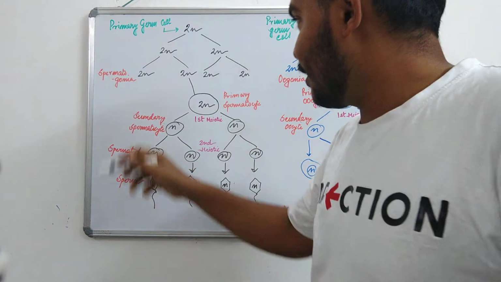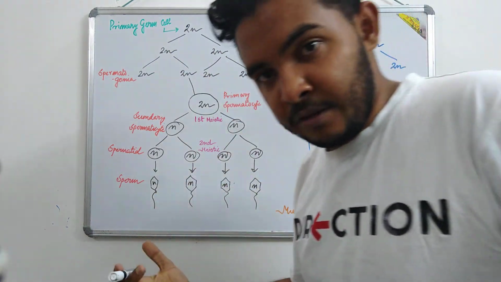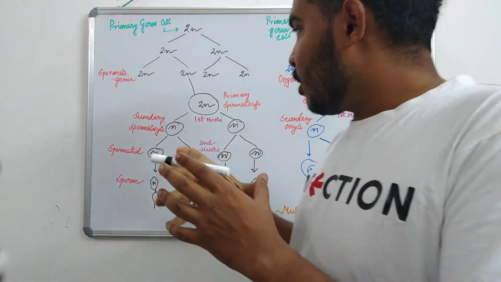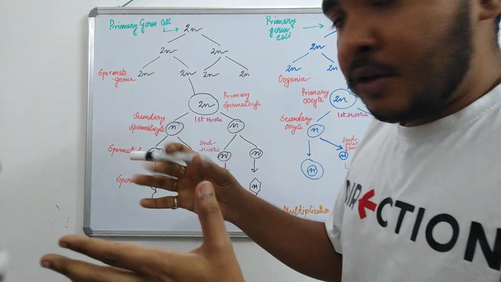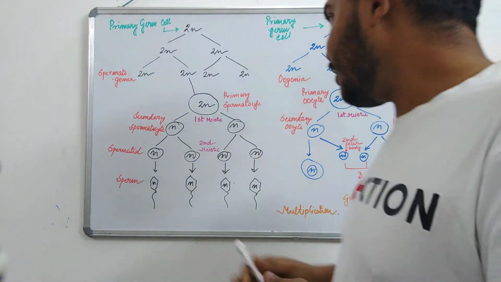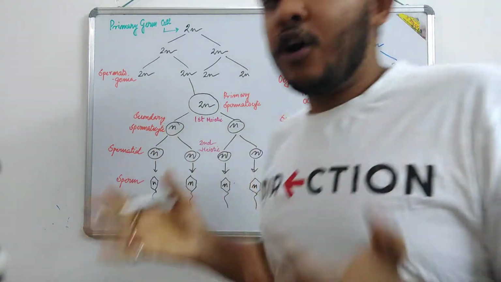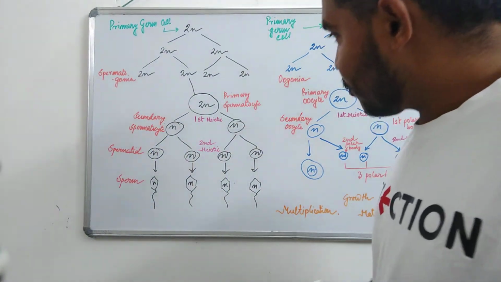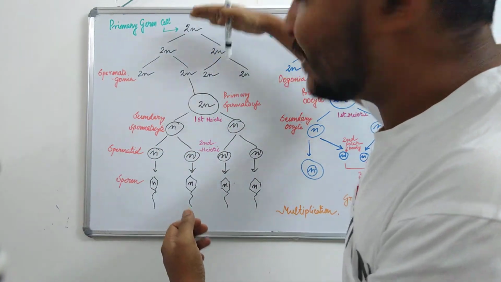Then what happened after these 4 cells? One cell takes some time to grow. When it grows up, we call it a primary spermatocyte. When the cell has grown into a primary spermatocyte, now it's ready for division. So what is the division? Look at what happened here: the number of chromosomes remains the same.